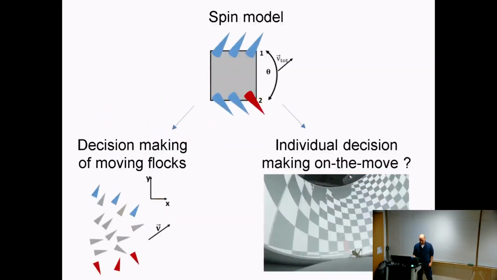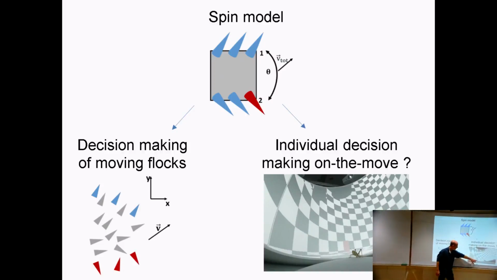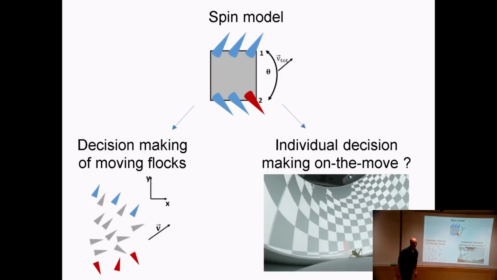20 minutes. Okay, great. So now let's go to, can this same spin model actually explain to us what a single animal, in this case this cricket or locust, is doing, deciding where to go.